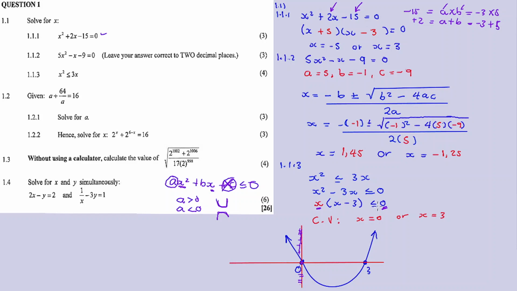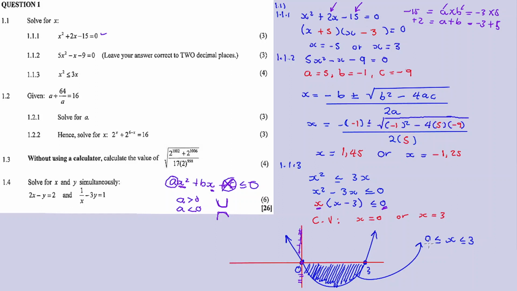So therefore, since my equation has a less than or equal to inequality sign, it means my solution is here. My solution is between 0 and 3. It's between 0 and 3. So my answer here will be x is between 0 and 3.